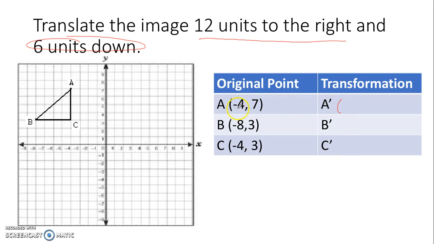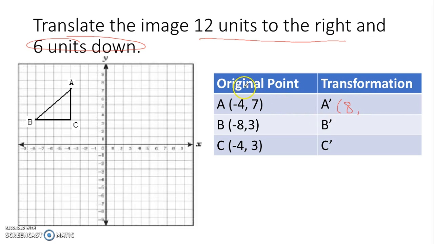Point A is at point (-4, 7), and we're first going to translate the image 12 units to the right. Okay, so -4 is the x point in the ordered pair, so we are going to add -4 plus 12 to get the x point of A prime. So -4 plus 12 is positive 8.